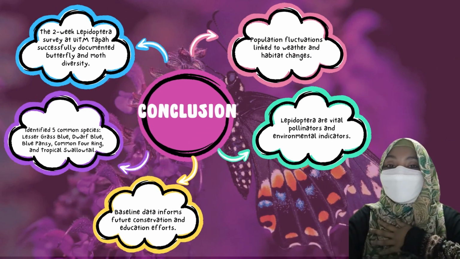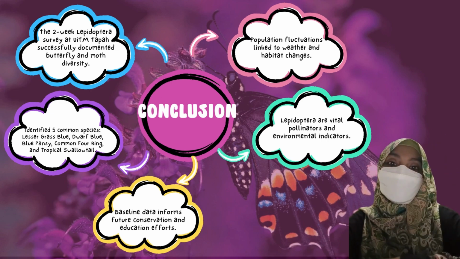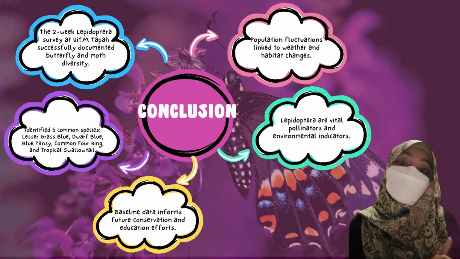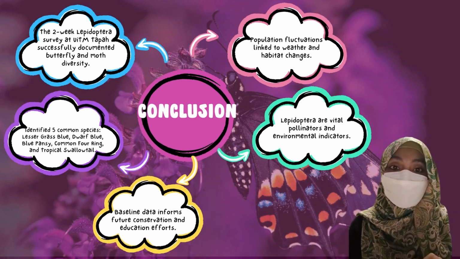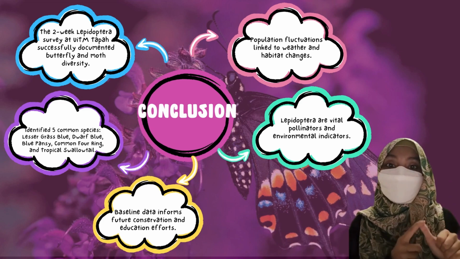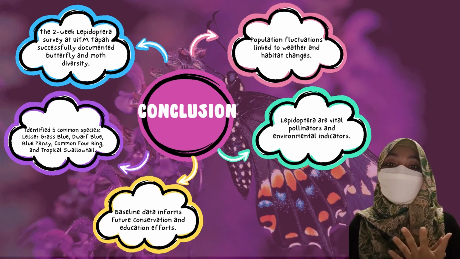Hi, I'm Azzah. So, as the final observation, this comprehensive 2-week Lepidoptera survey at the UiTM TAPAH campus has successfully achieved its key objective. The survey documented the diversity of butterfly and moth species present, identifying the 5 most common, which are the lesser grass blue, dwarf blue, blue pansy, common four-ring, and tropical swallowtail.